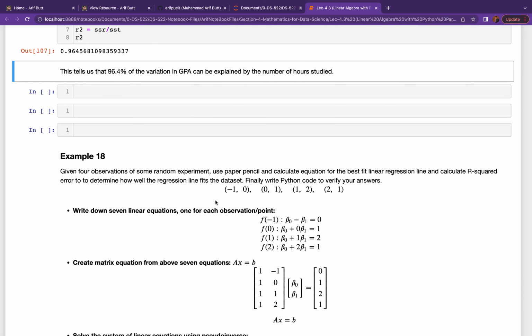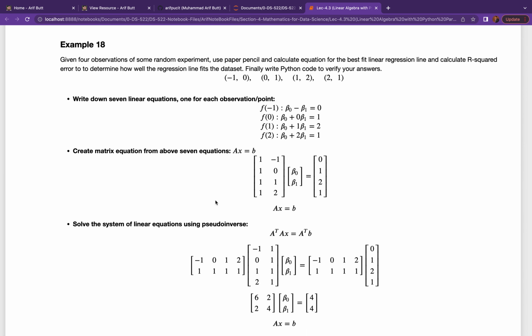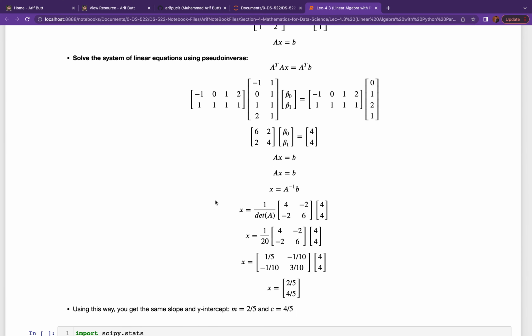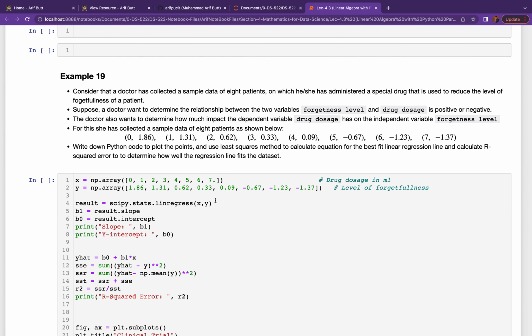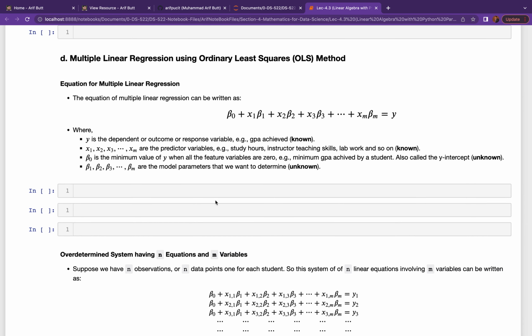My dear students, I have given you a few more examples as well for practice. Please do this on your own. You see, I have given the solution as well. So this is another example. And let me move on to the multiple linear regression.